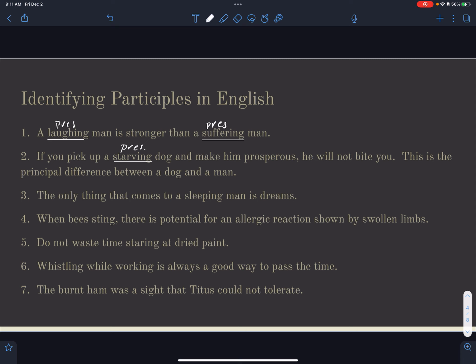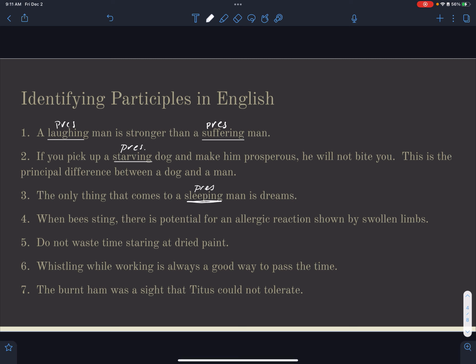Number three, from your boy Tupac. The only thing that comes to a sleeping man is dreams. Preach. All right, what's my participle? Sleeping, good. What kind of participle is that? It's -ing, good. Yep, exactly, nice.